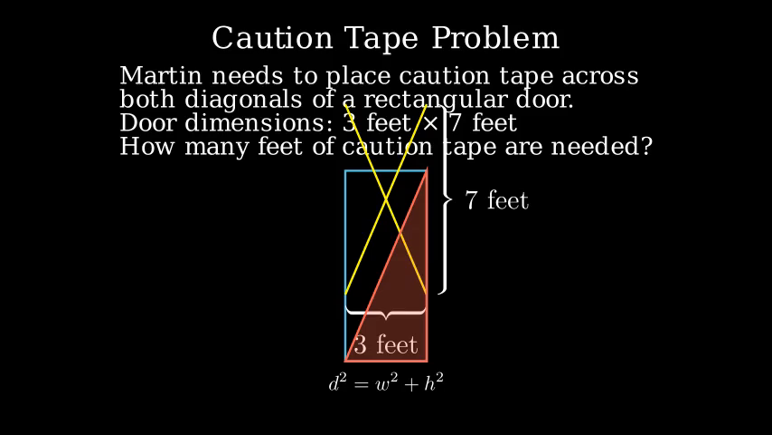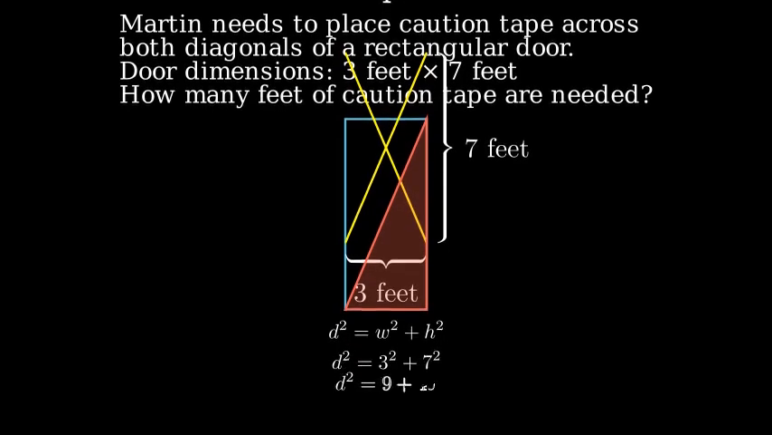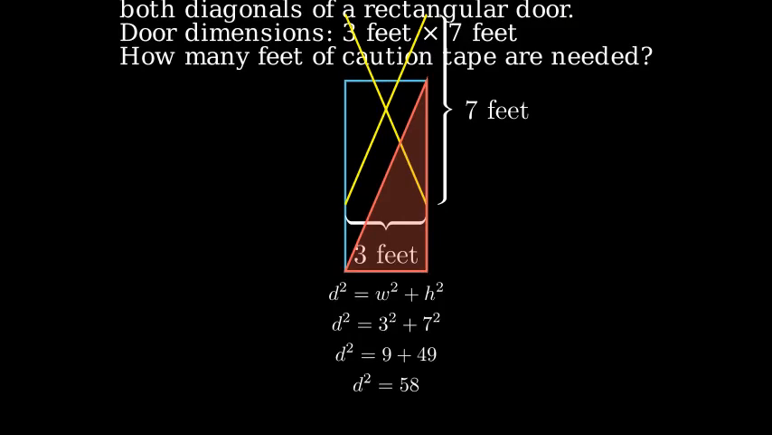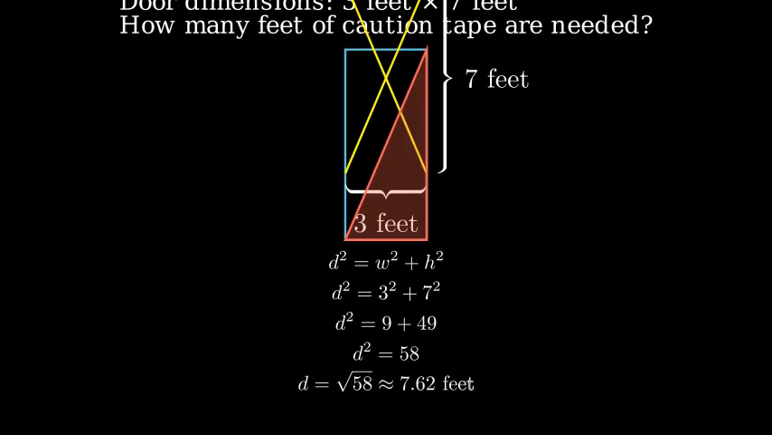Let's plug in our values. The width is 3 feet, and the height is 7 feet. So we have d squared equals 3 squared plus 7 squared. Taking the square root of both sides, we get that the diagonal length is equal to the square root of 58, which is approximately 7.62 feet.